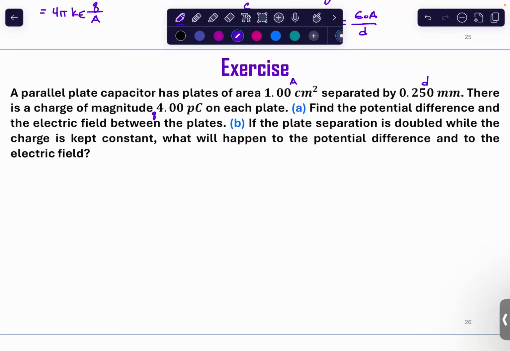And so let's find the potential difference and the electric field between the plates. And if the plate separation is doubled while the charge is kept constant, what will happen to the potential difference and to the electric field?